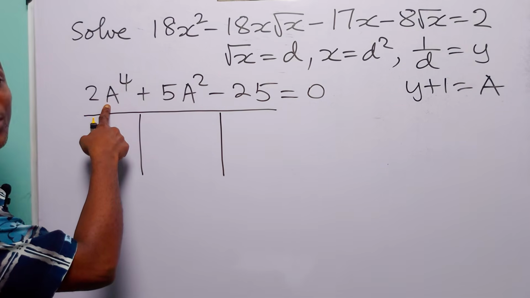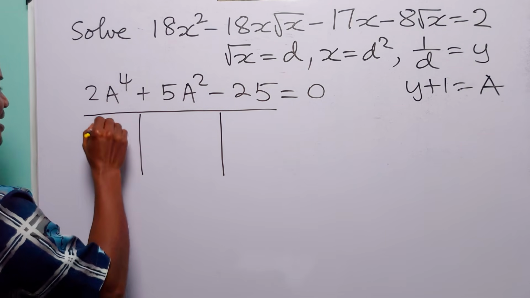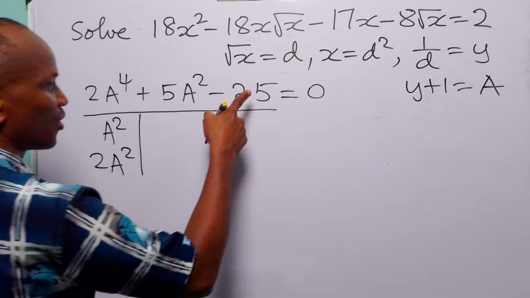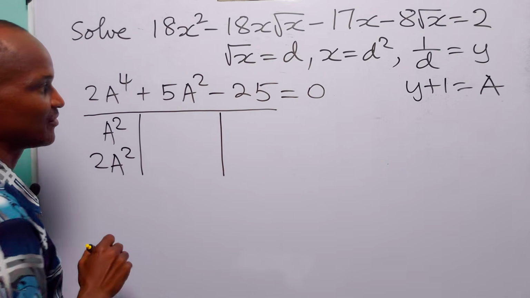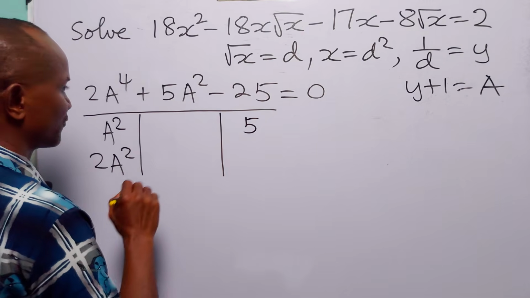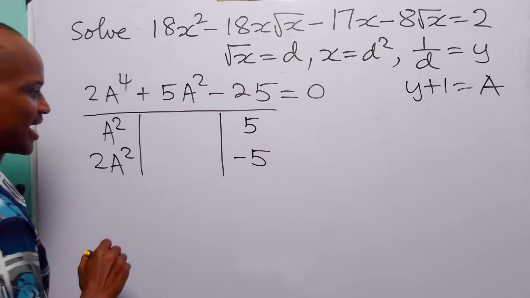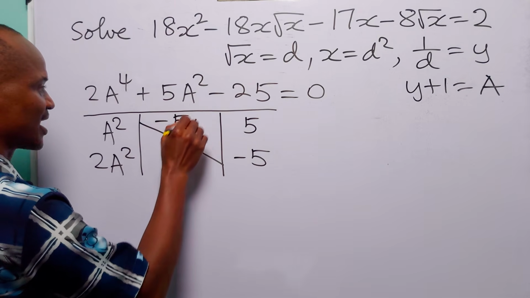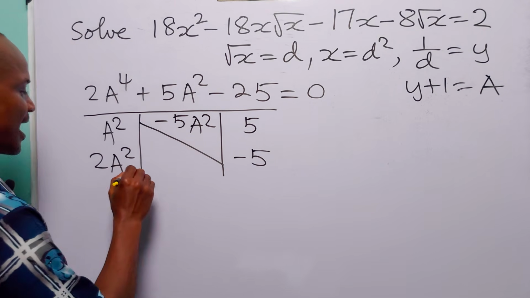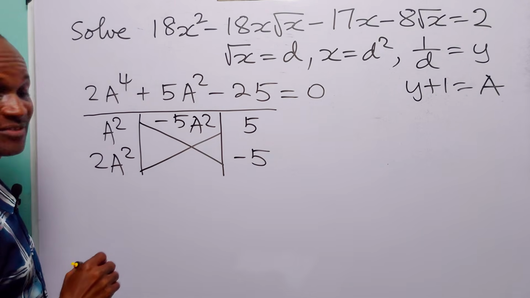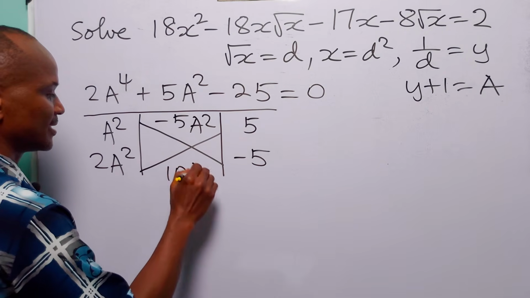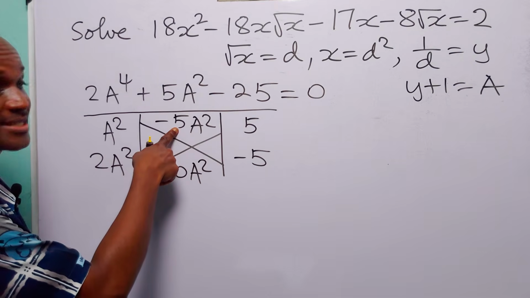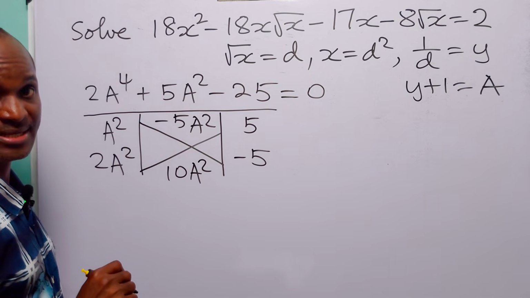What are the factors of 2a to the power 4? We have a squared times 2a squared. What are the factors of minus 25? We have 5 times minus 5. A squared times minus 5 is minus 5a squared, and 2a squared times 5 is 10a squared. And of course, 10a squared minus 5a squared is going to give us 5a squared.